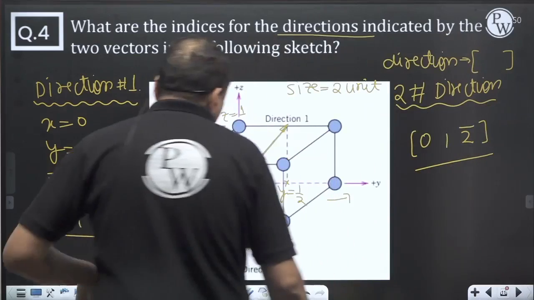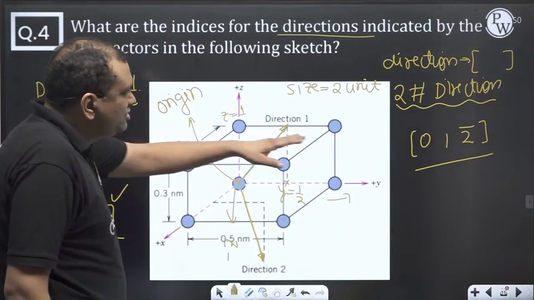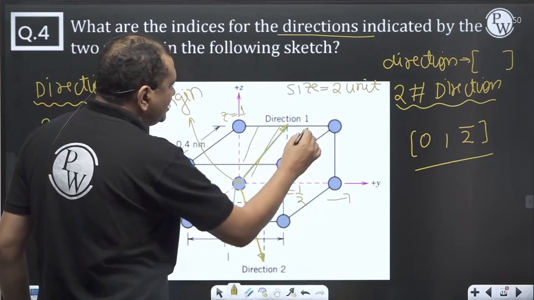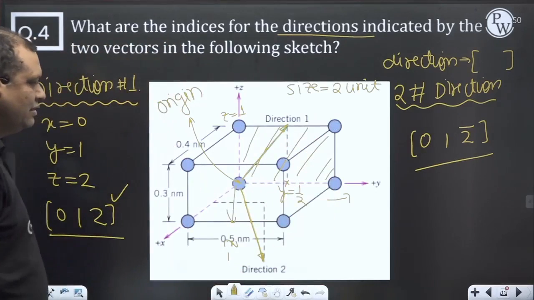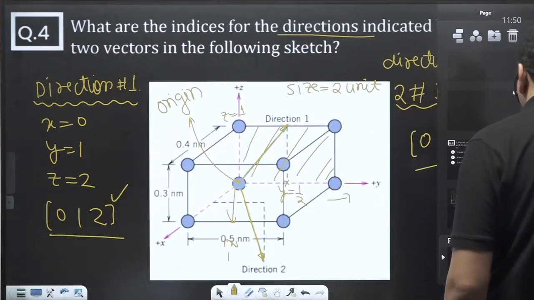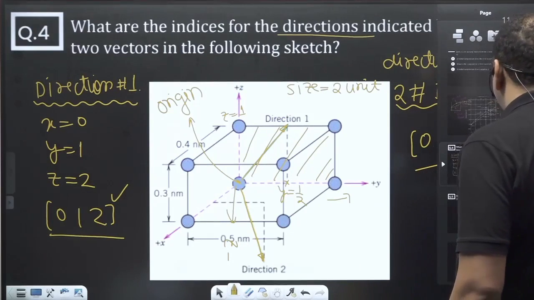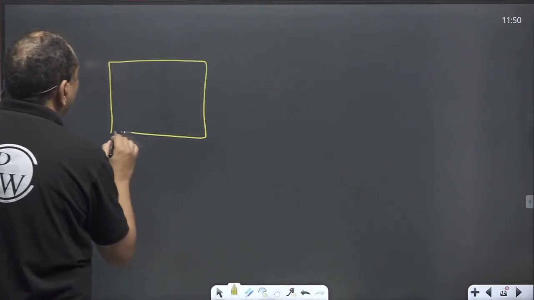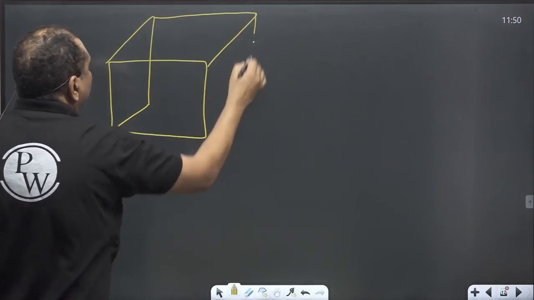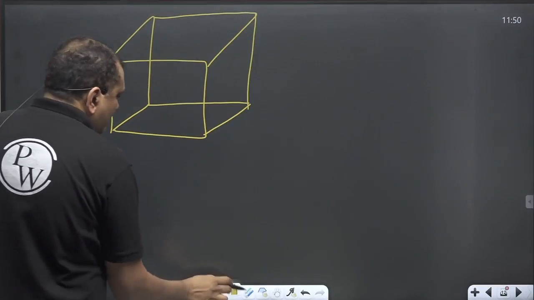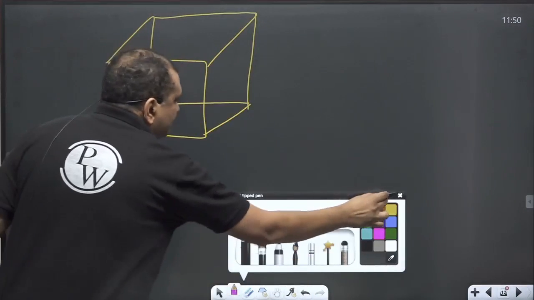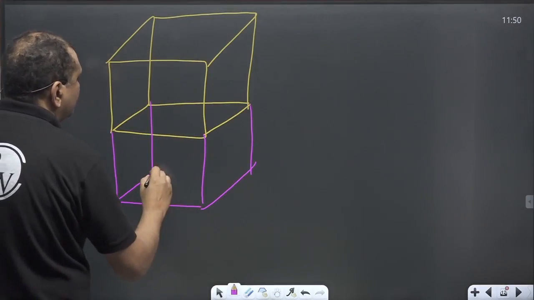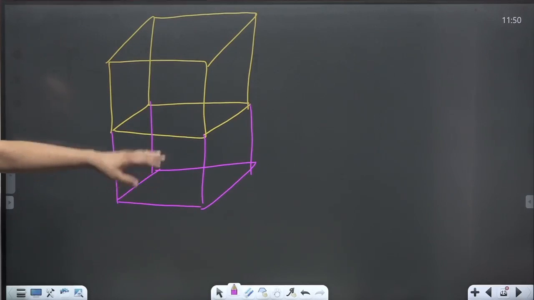See, if this dotted line is showing, 0, 1, 2 bar will be if the direction is appearing on the same face. For example, this is the unit cell. Let us say one unit cell is kept below. So this pink color unit box is below. Okay?